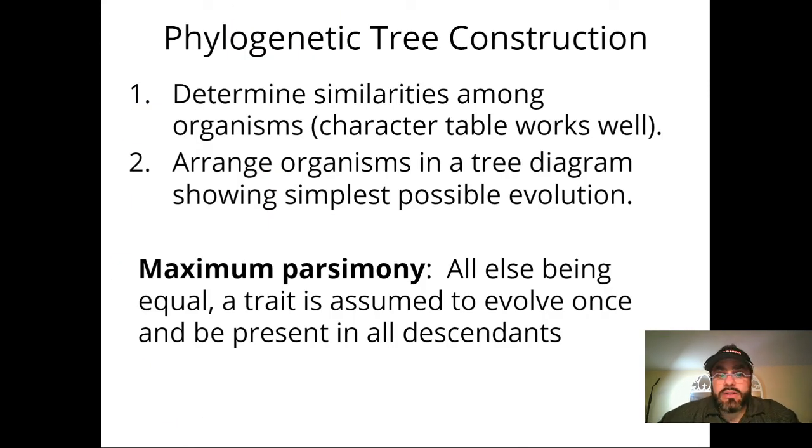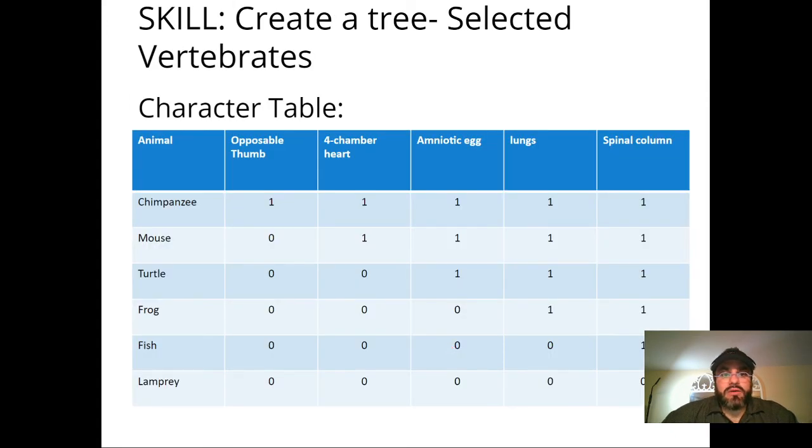The way that you build these phylogenetic trees is going to be determined by the similarities and characteristics, and we should be using maximum parsimony, the idea that, all things being equal, the simplest answer tends to be the correct one here. So here's one. For example, we're going to look at these characteristics: opposable thumbs, 4 chambers in the heart, amniotic eggs, lungs, and spinal column.